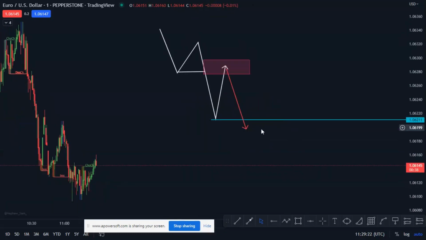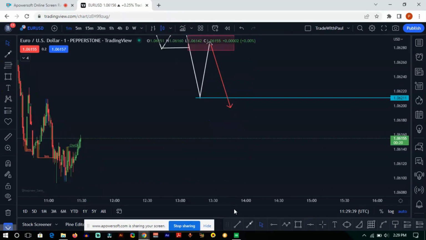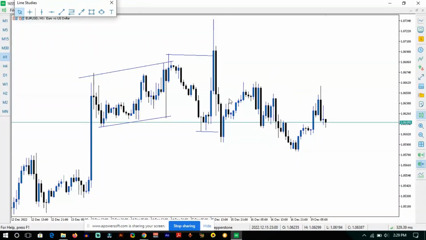Now let me tell you straight up, in these zones we are not trading. We're not taking entries here. What are we doing? We are studying more. Don't take entries at extreme points. So now let me go back.